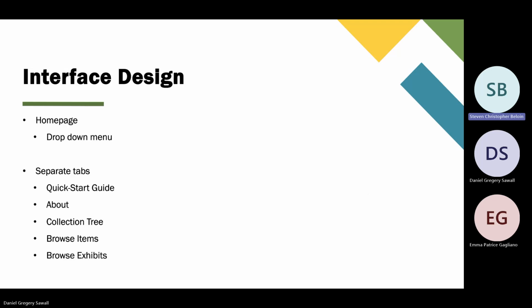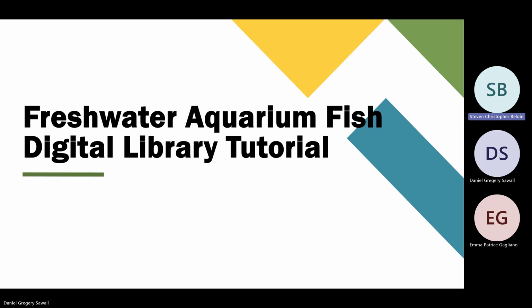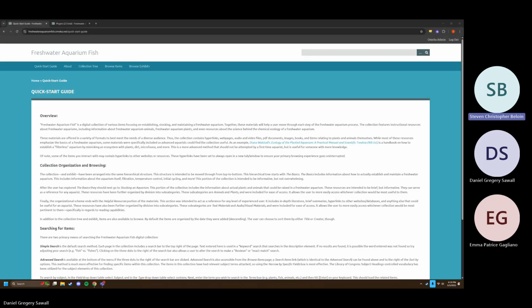Next slide, please. In regards to our website interface design, our homepage offers a drop-down menu for mobile devices. And then online, you have your tab groups, which are separated out as quick start guide, about, collection tree, browse items, and browse exhibits, as we have specified already. And at this time, we would like to show you our website.